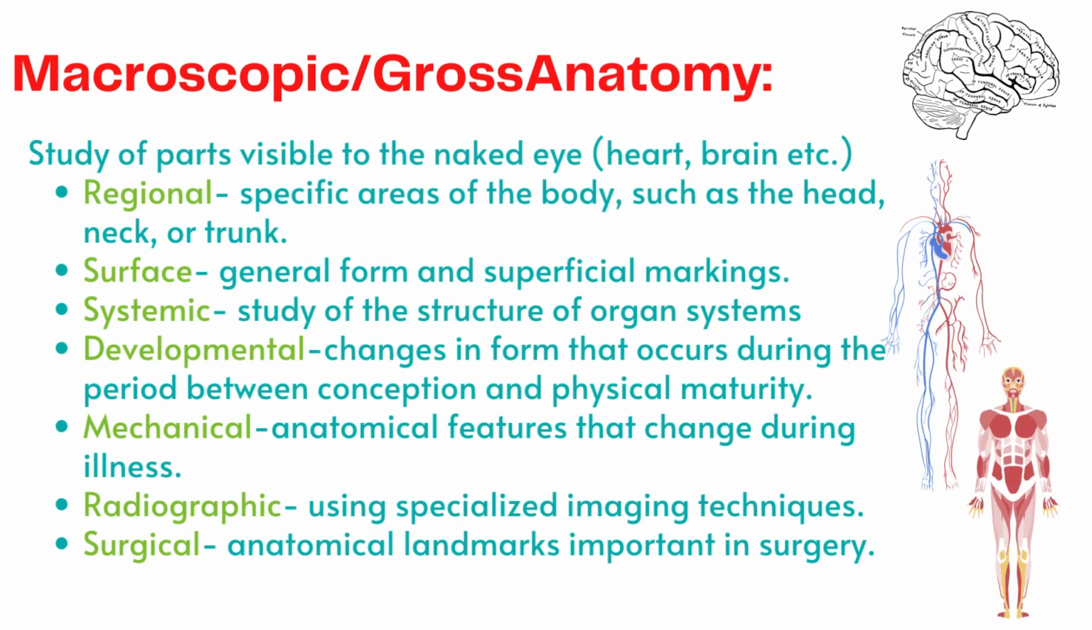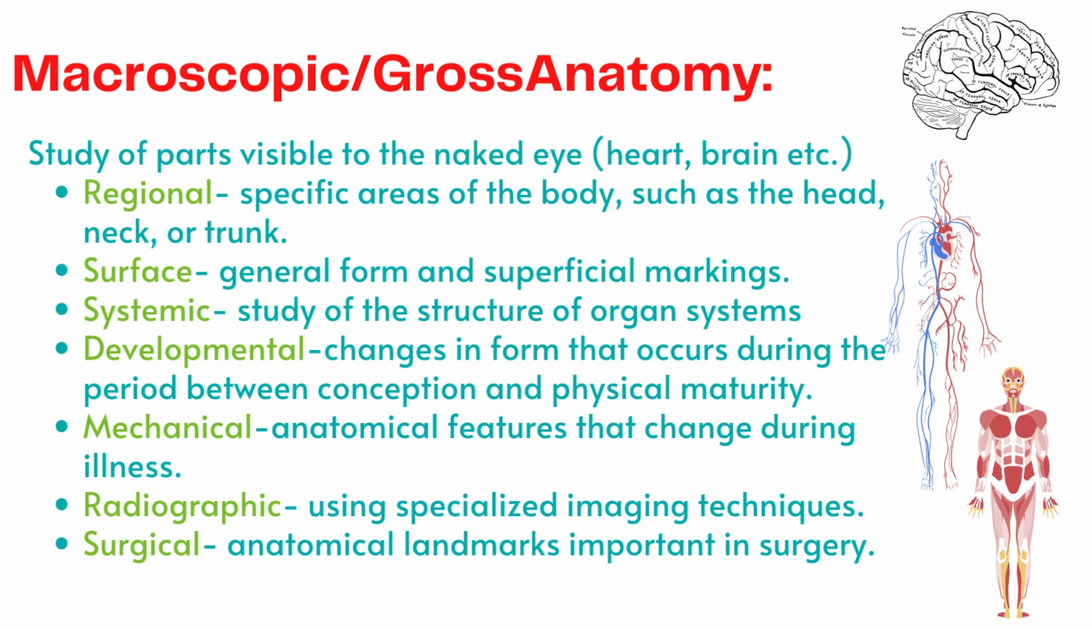Now let us look at the other subdivision, which is macroscopic or gross anatomy. So under macroscopic or gross anatomy, we study parts of the body which are visible to the naked eye. So in other words, you do not require any magnification whenever you're studying this division. So you look at structures which are large enough for you to visualize and understand. So these structures include the heart, the brain, and so on. So this division of anatomy has got various other subdivisions.